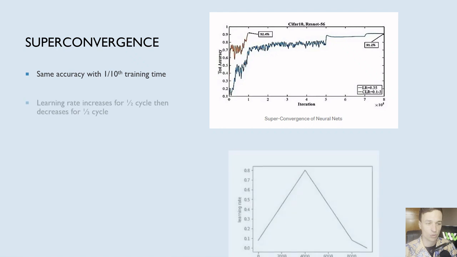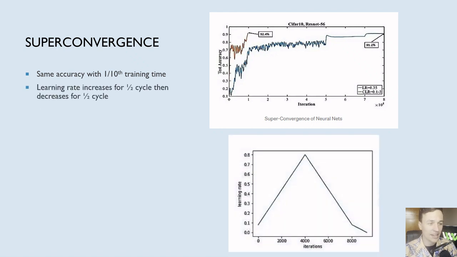So what exactly is superconvergence? Well, it essentially is a one-cycle learning rate that grows for half of the training process and decreases for the second half of training. This graph lays out the cyclic learning rate for a model to achieve superconvergence during training. As you can see, this process starts off with a very small learning rate, which then increases each training cycle until it reaches a maximum value about halfway through the training cycle. After that, the learning rate decreases at the same rate it increased until it reaches its initial learning rate.